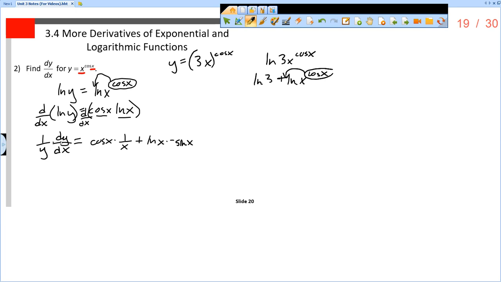Now, remember, what is our goal? Our goal is to find dy/dx. So we're going to solve for dy/dx by multiplying by y. So I have dy/dx equals y times this: cosine x divided by x minus the natural log of x times the sine of x.